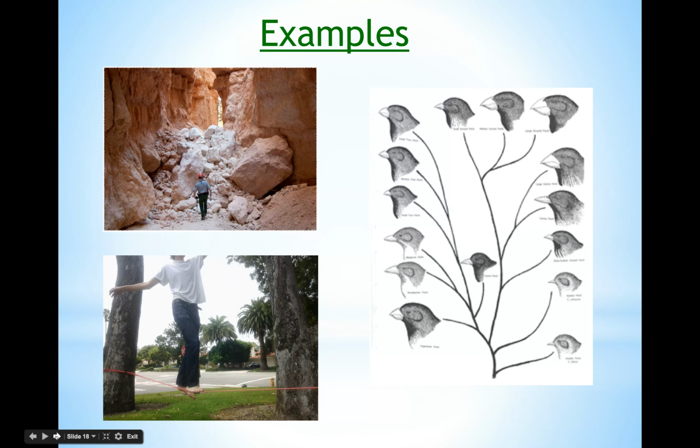Some examples of stability and change. Plate tectonics build up mountains. Weathering and erosion tear them down. Balance is complex and involves many forces interacting. And the finches on the Galapagos Islands are adapted to different environments and lifestyles, but all descended from a common ancestor.